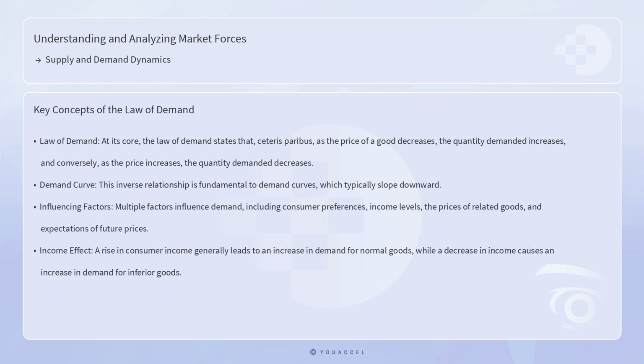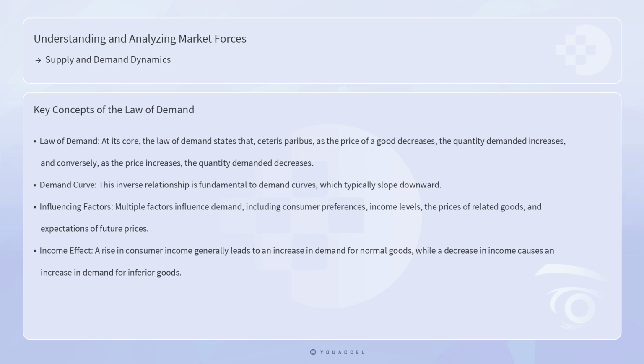At its core, the law of demand states that, ceteris paribus, as the price of a good decreases, the quantity demanded increases, and conversely, as the price increases, the quantity demanded decreases. This inverse relationship is fundamental to demand curves, which typically slope downward.